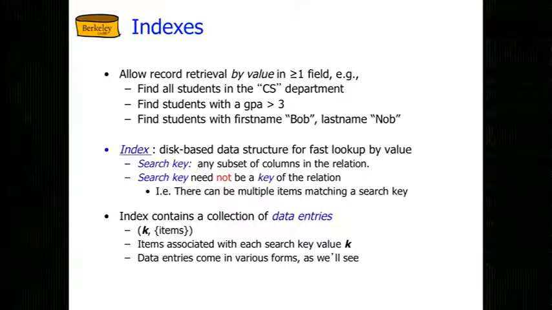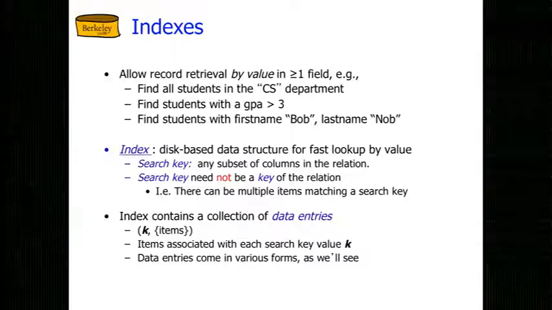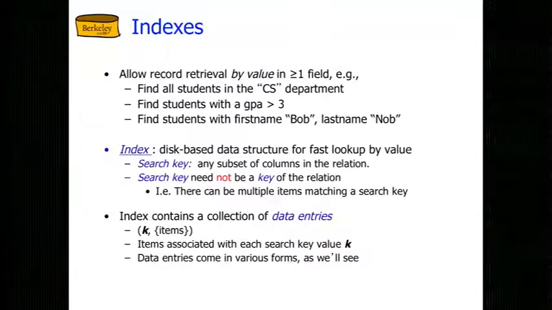Okay. What is an index then? Really, it's a data structure that supports efficient lookup by search keys that contains a collection of things. And the collection of things we're going to call data entries. The canonical representation of a data entry is a key value, k, and some set of items that match that key value. Right? We're going to have various versions of what this k thing looks like. And we'll have some variation on how big that set of items can be, whether it's exactly one item or it can be many items. All right? So we'll see this in a minute. So these data entries will come in various forms.